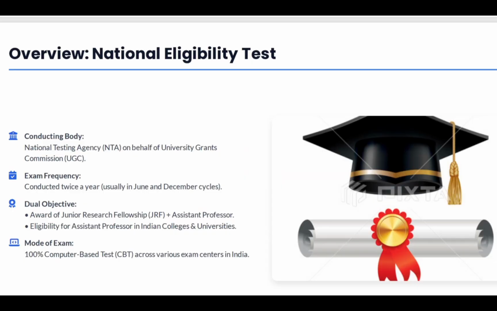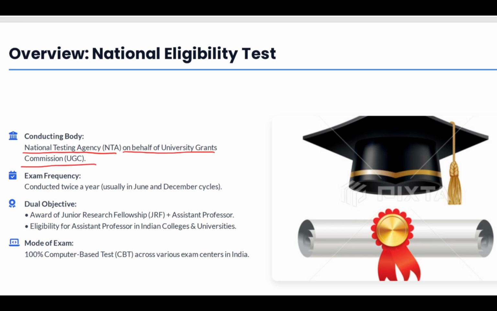First of all, we need to know what this examination is. Many of you might be aware of this, and if not, then I am here. So UGC NET stands for University Grants Commission, National Eligibility Test. The National Testing Agency, that is NTA, is the conducting body on behalf of the University Grants Commission.